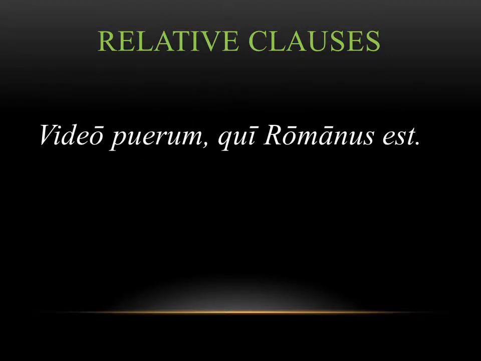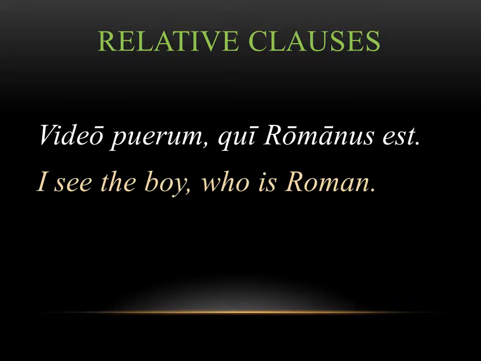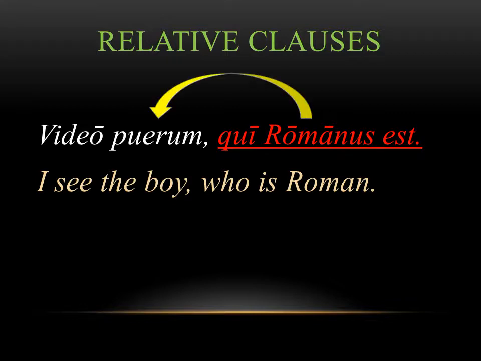So take this example. If you had video puerum qui Romanus est, you'd be saying, I see the boy who is Roman. If we highlight the second part of the sentence, who is Roman, this is a clause. It has a subject, it has a verb, but it's describing something in the main sentence. In this case, you're describing the word boy. So you're not just seeing any boy, you're seeing a boy who is Roman. I'm giving more information about the word puerum, and I'm doing it with a separate clause.